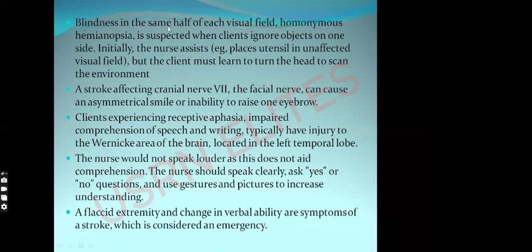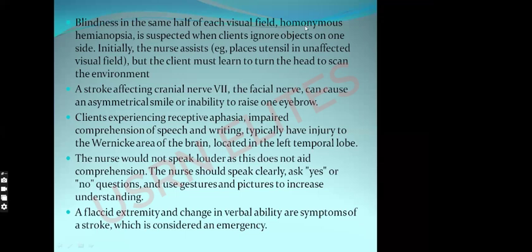We are saying blindness in the same half of each visual field. So this is the word we are talking about: homonymous hemianopsia. This word is very important. You can add it to your flashcards, okay?